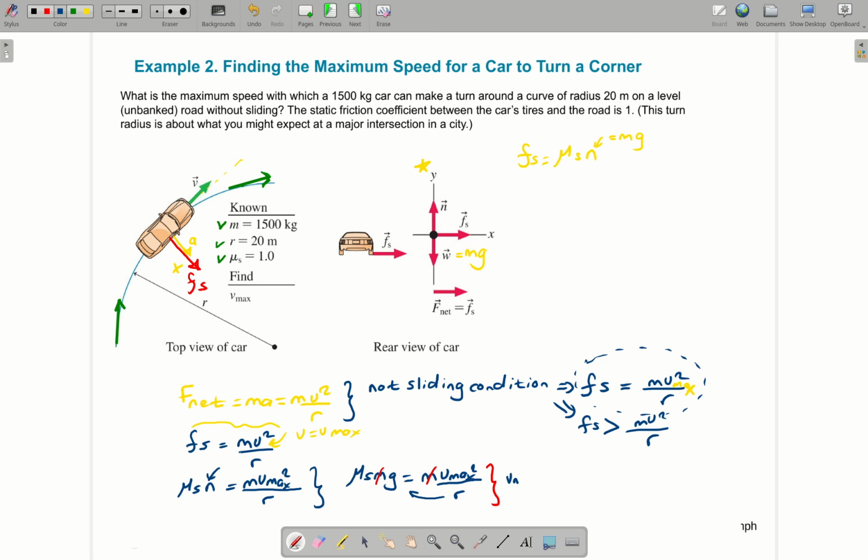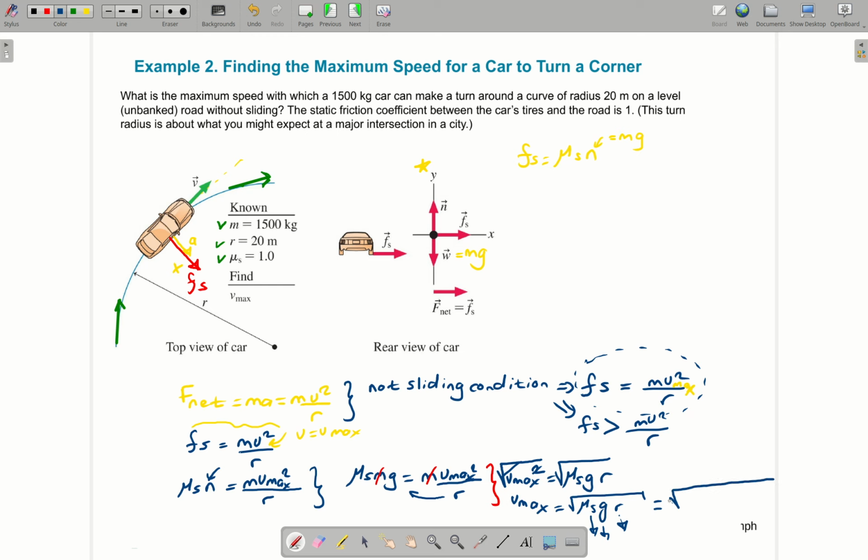I'm going to have v max squared is equal to mu s g times r. Of course, I don't want to solve for v max squared, I want to solve for v max. To get there, I have to take the square root of each side. So what I'm going to find is the maximum speed my car can safely turn is equal to the square root of mu s times g times r. This is kind of a fixed equation. If I know the radius of the turn, r, g, which I know, and the static friction coefficient, I can always calculate the maximum speed that the car can take to turn that corner.